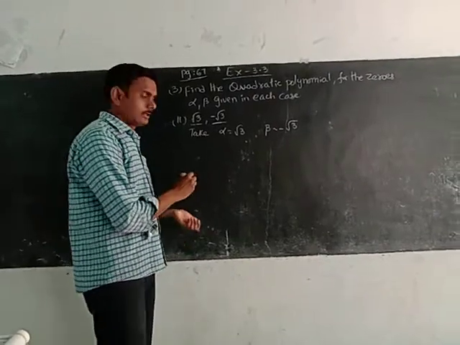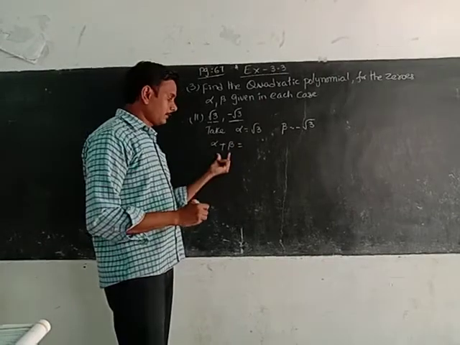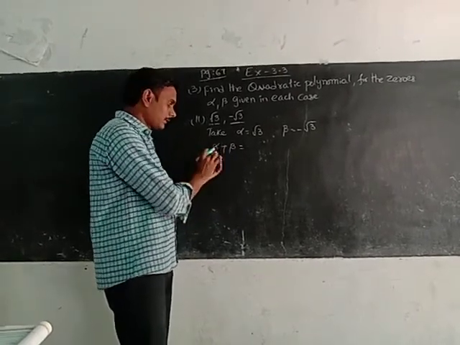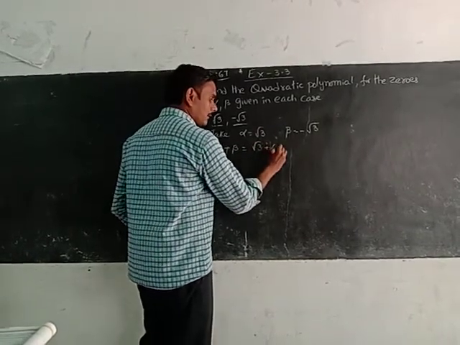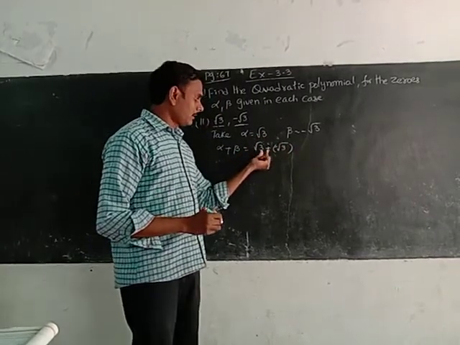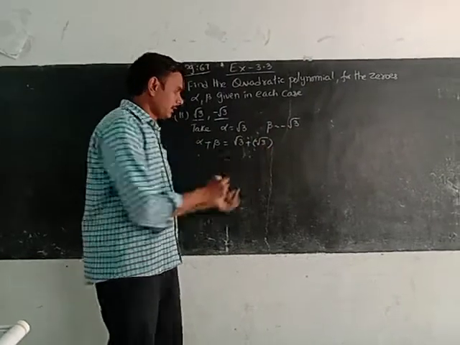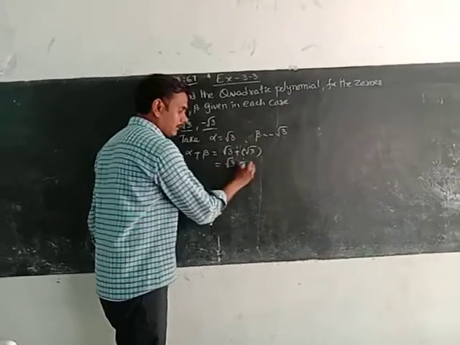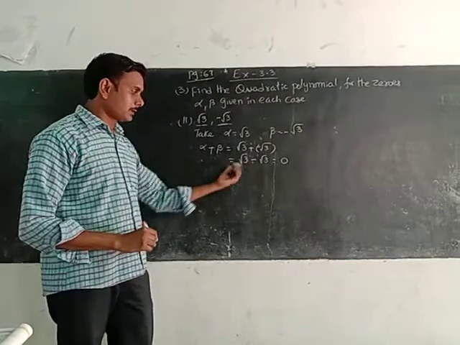First we find the sum of zeros. Alpha plus beta equals the sum of zeros. I am writing it shortly: alpha plus beta equals root 3 plus minus root 3. What is the beta value? Minus root 3. By adding root 3 and minus root 3, root 3 minus root 3 both cancel, so it is 0.